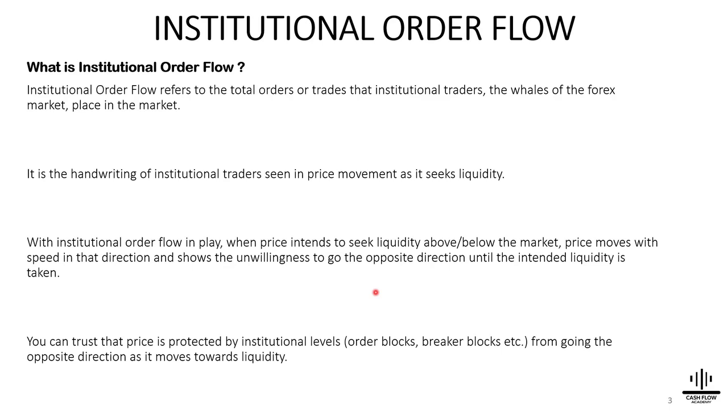With institutional order flow in play, when price intends to seek liquidity above or below the market, price moves with speed in that direction and shows the unwillingness to go the opposite direction until the intended liquidity is taken. You can trust that price is protected by institutional levels, the order blocks, breaker blocks, etc., from going the opposite direction as it moves towards liquidity. So I'm going to be showing us an example of how we can identify the institutional order flow and how we can implement it in our trades.